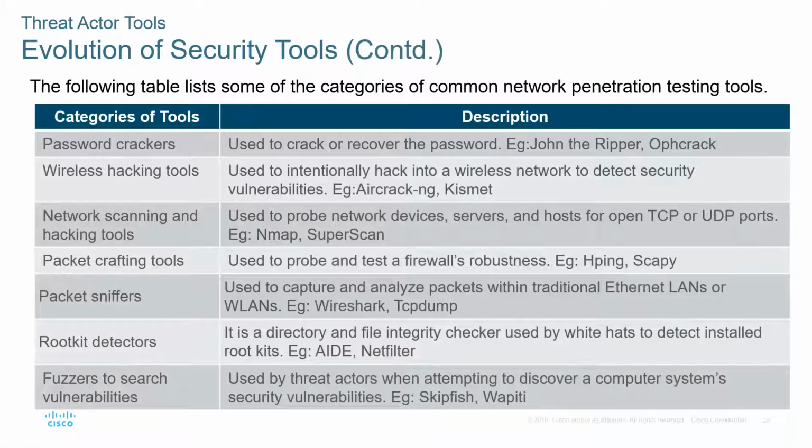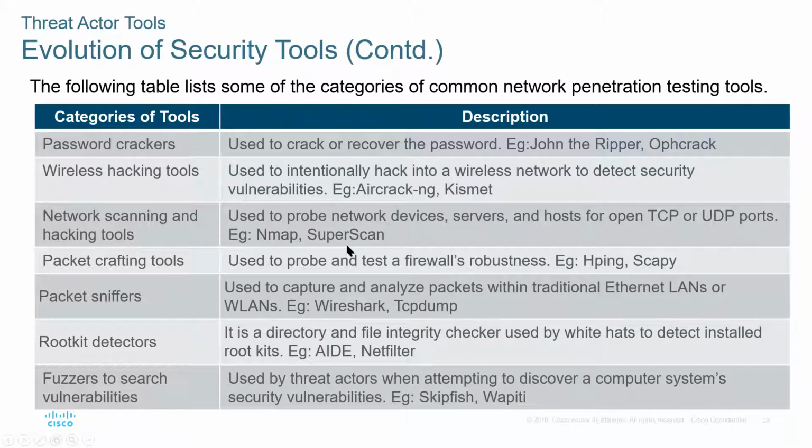So, the evolution of security tools. These are just a list of different tools that are out there and some of their examples. For example, password crackers are used to crack or recover passwords. The most popular are going to be John the Ripper or Ophcrack. Ophcrack is more for your Windows-based passwords. John the Ripper will do a wide variety of passwords. You have wireless hacking tools. These are used to intentionally hack wireless networks and detect security vulnerabilities. Aircrack and Kismet are extremely popular for that.